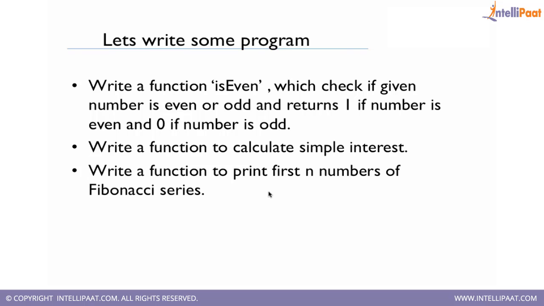Write a function to print the first n numbers of a Fibonacci series. So what is a Fibonacci series? Fibonacci series is a special series where the first number is 0, the second number is 1, and the third number starts with the sum of the previous two numbers. So the third number is equal to the sum of the first number and the second number. The fourth number will be equal to the sum of the second number and the third number, and so on. So let's write a code for this.